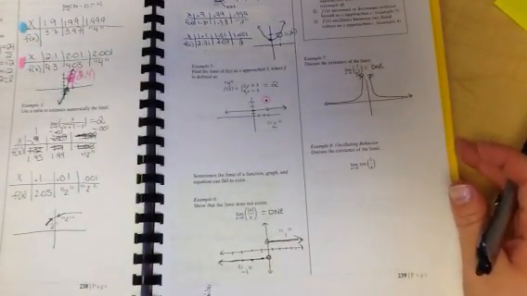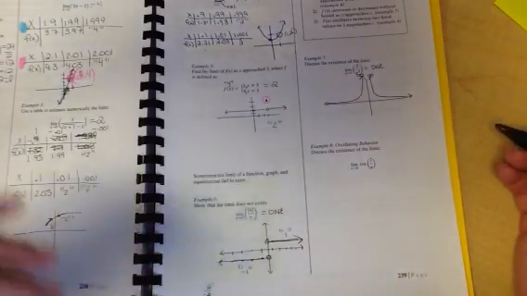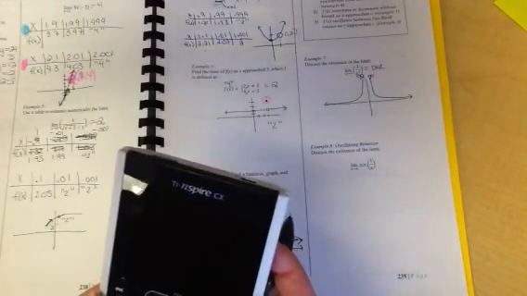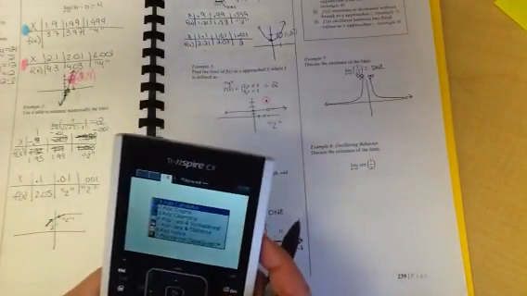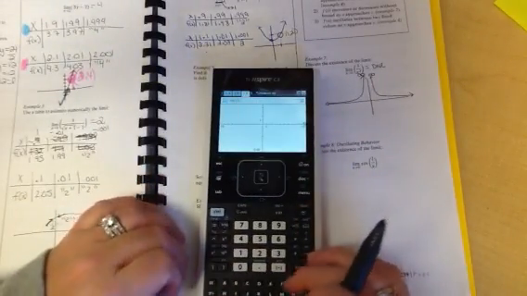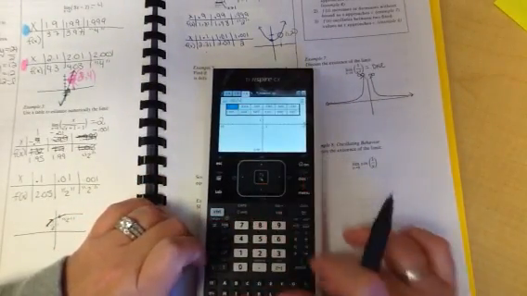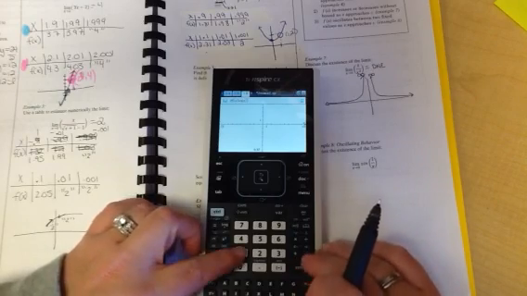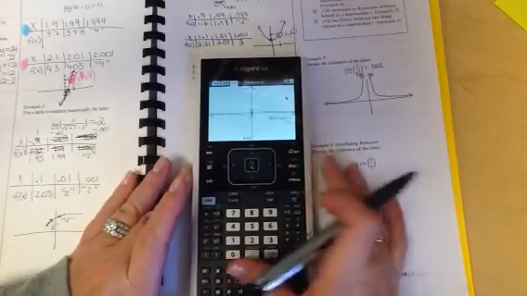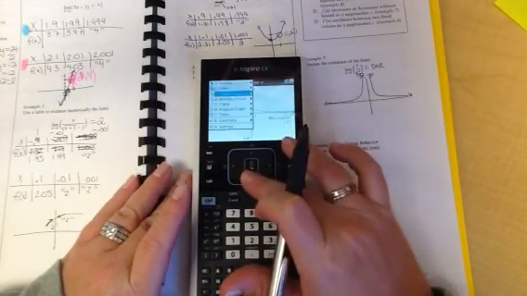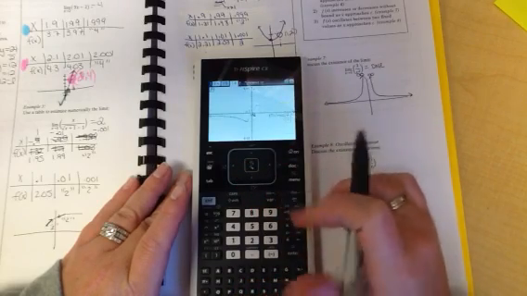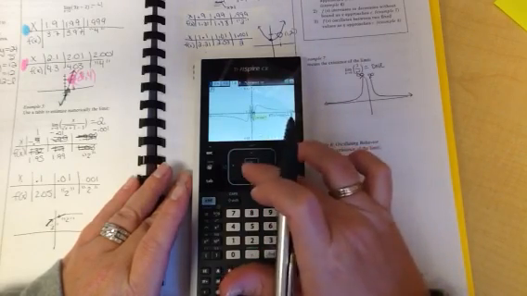Okay, number 8 has that tricky word, oscillates, and what oscillates means is it kind of jumps up and down. So what we're going to do for this graph is, let's look at the picture of it. So I'm going to grab my calculator and I'm going to graph it. And when you graph it you get that, and I'm going to do menu, zoom in. And so I've zoomed in and I'm going to zoom in again so you can see it.